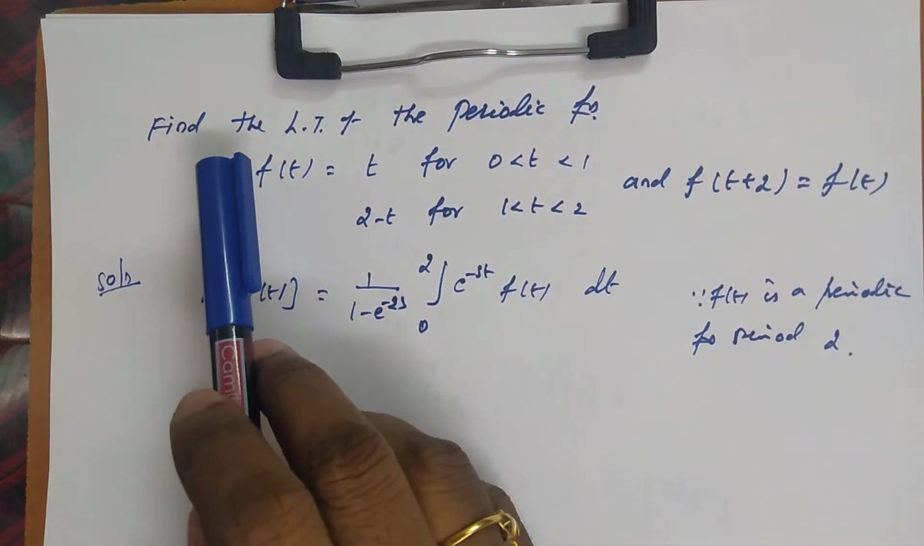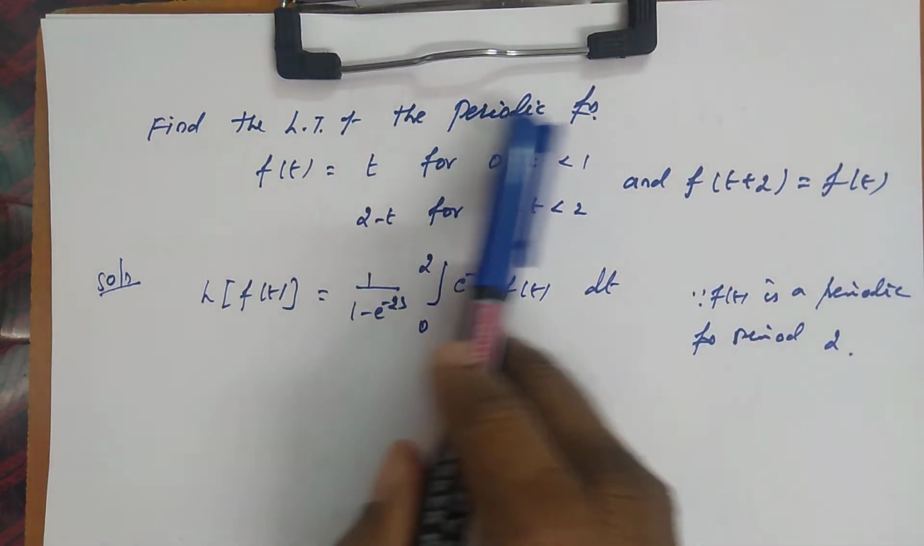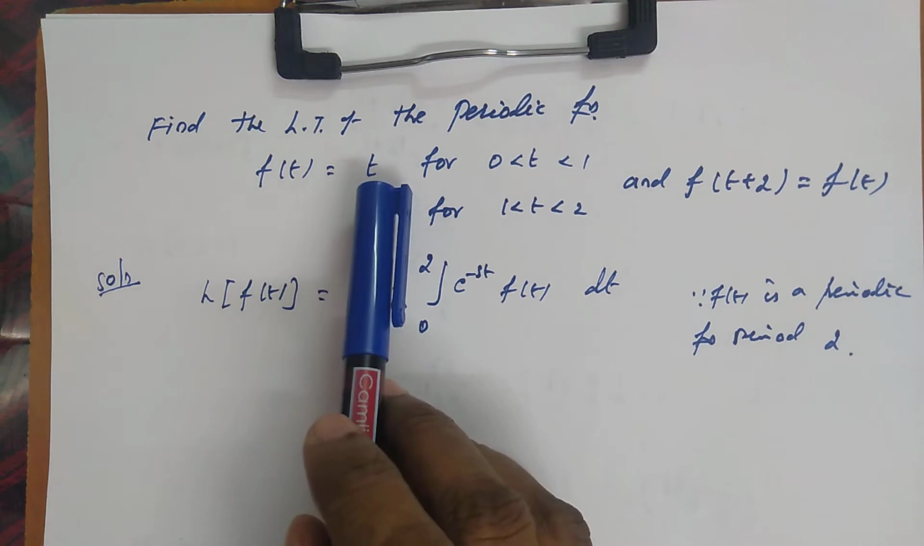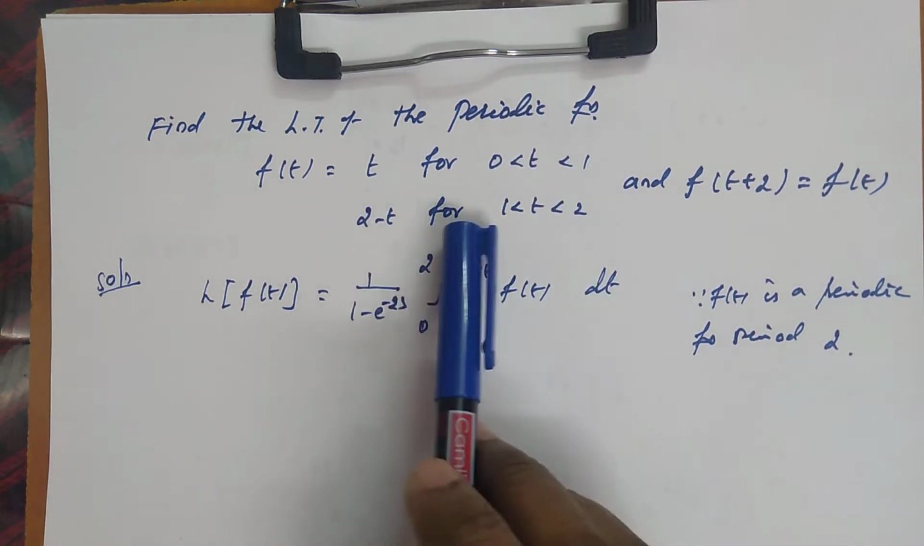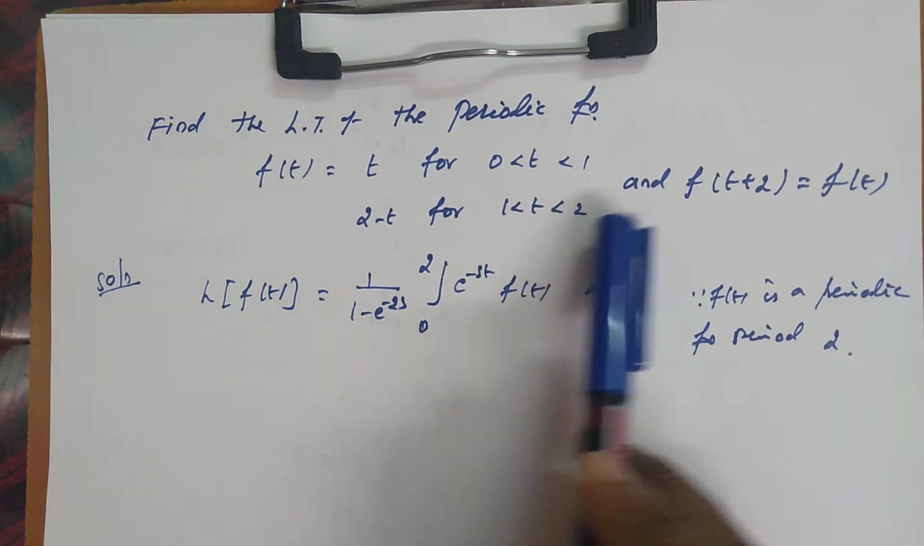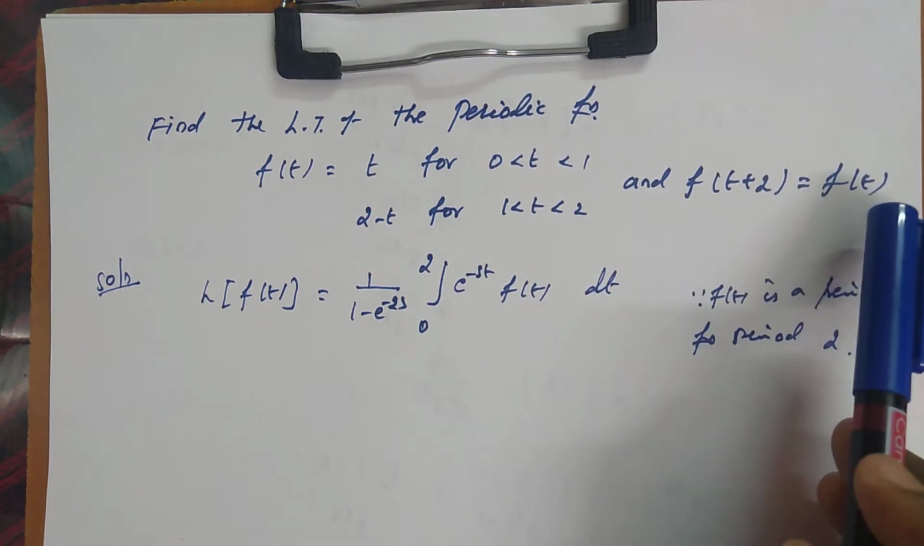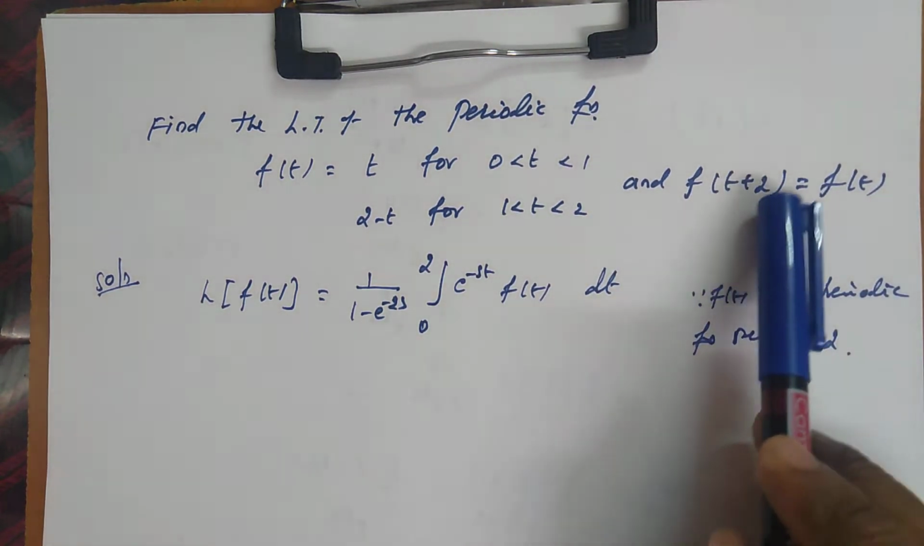Look at the question. Find the Laplace transform of the periodic function f of t which is equal to t for 0 less than t less than 1, 2 minus t for 1 less than t less than 2, and f of t plus 2 equal to f of t. That means the period is 2.